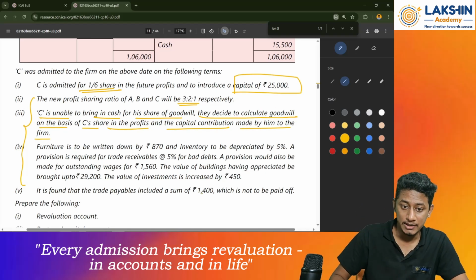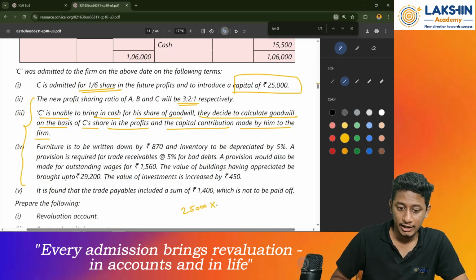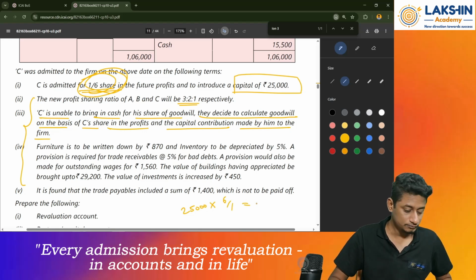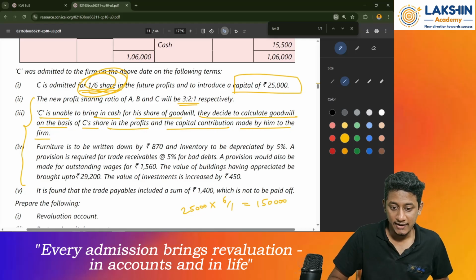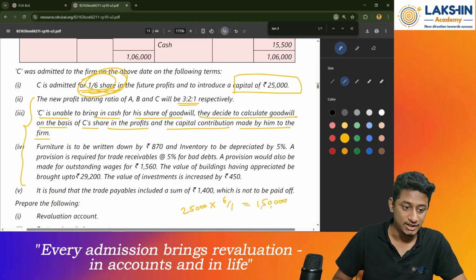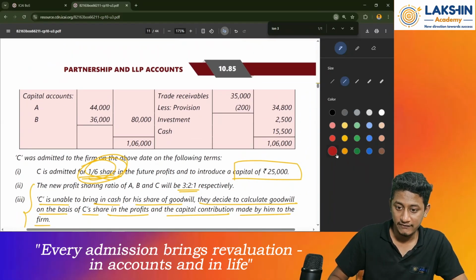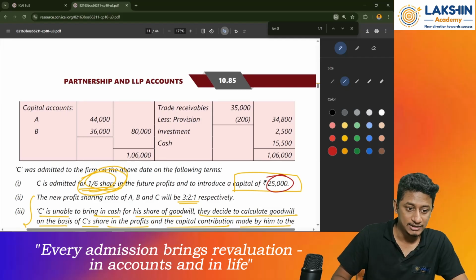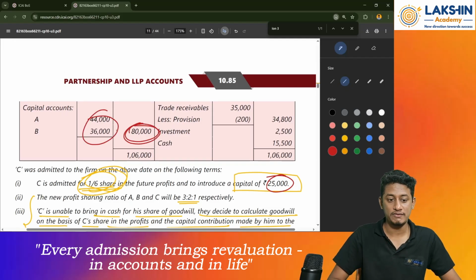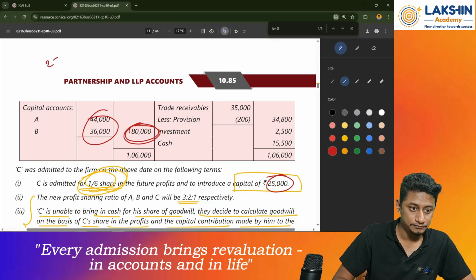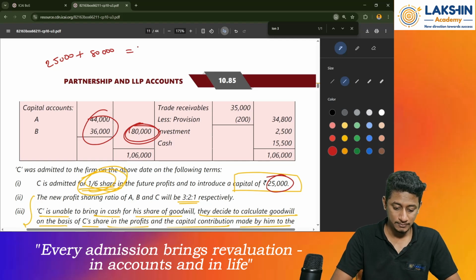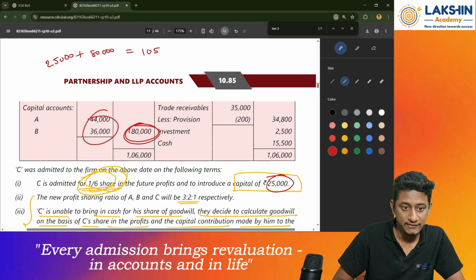How do you do it? Simple. 25,000 into reverse this 1/6 share. Reverse 1/6 share, that will be 6 by 1. Equals to how much? 25,000 into 6 will be rupees 1,50,000. Clear? Rupees 1,50,000. Then after this, add all the capitals: rupees 25,000 plus rupees 80,000. How much will that be? 80 plus 25 equals rupees 1,05,000.